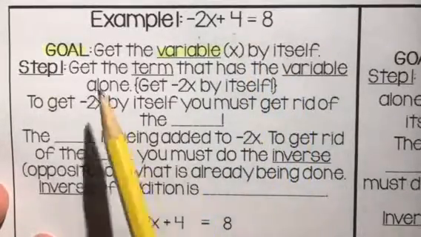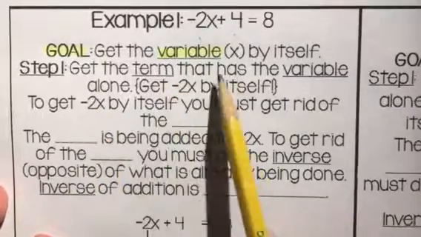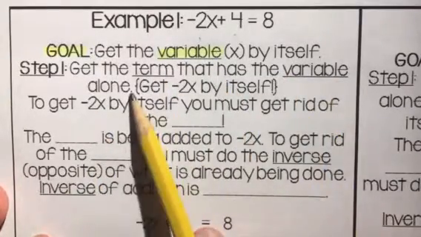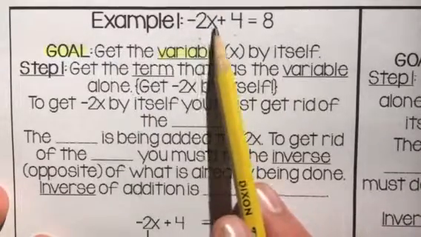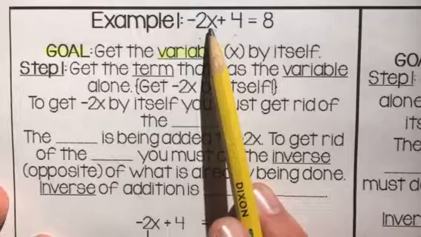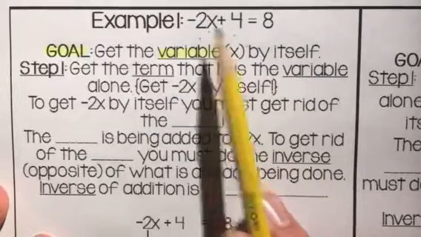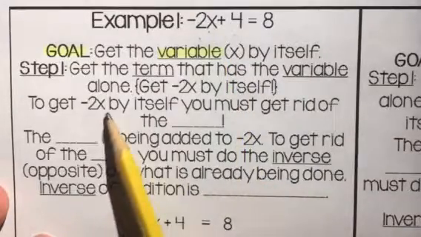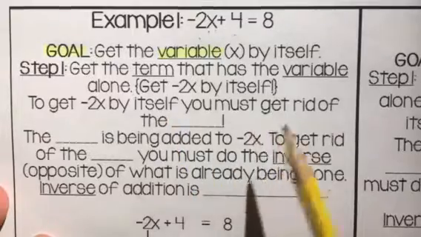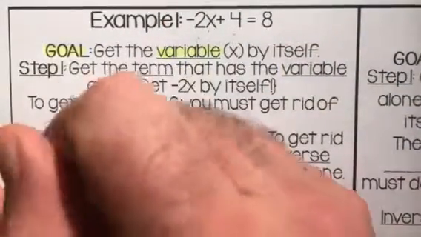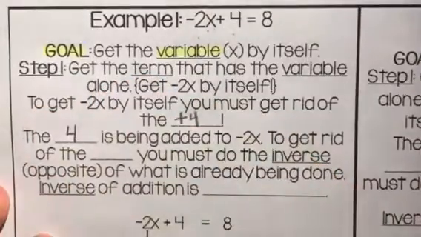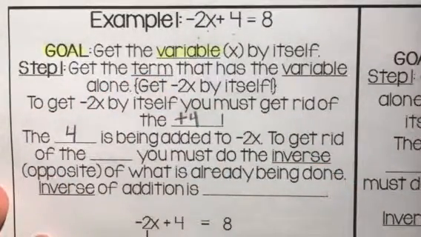Well, step 1, we have to get the term that has the variable alone. So in this case, the term would be negative 2x because that has the variable with it. So right now we want to get negative 2x by itself. To get negative 2x by itself, you must get rid of the plus 4. The 4 is being added to the negative 2x.